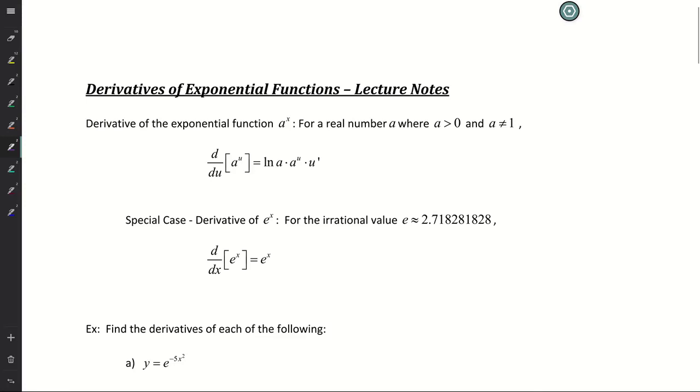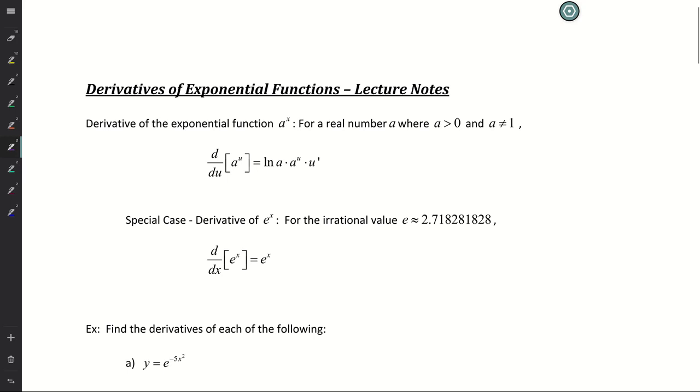In this video, we're going to talk about derivatives of exponential functions. Recall that an exponential function is a function in the form a raised to the x power, where the base a is a real number. It's got to be greater than 0 and not equal to 1, and then our x is our variable.